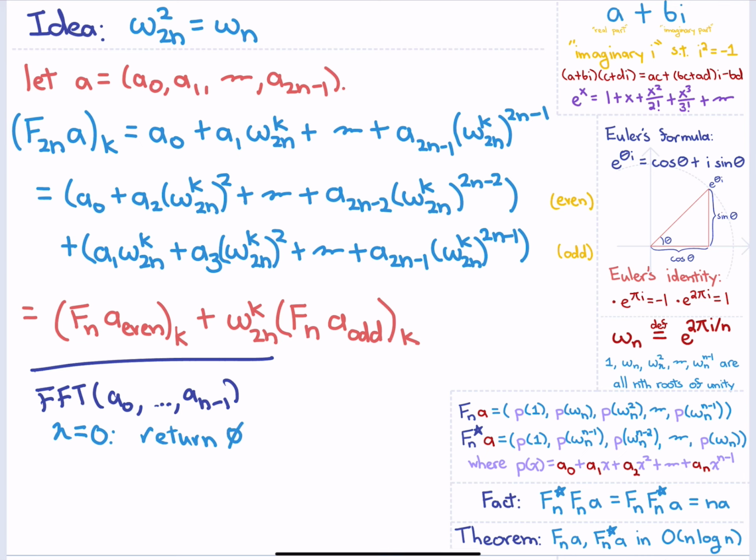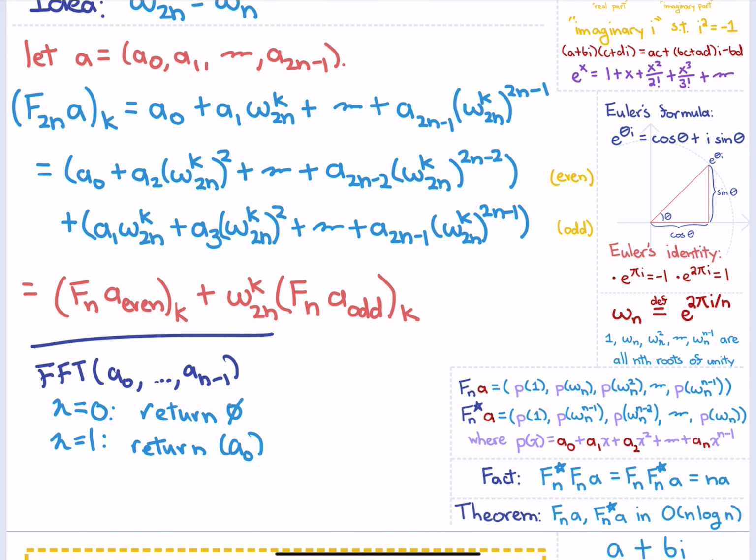All right, n is equal to 1, and we would return A0, the list that only consists of A0. We should be returning a list of values. Otherwise, I think it was suggested we split into odd and even.